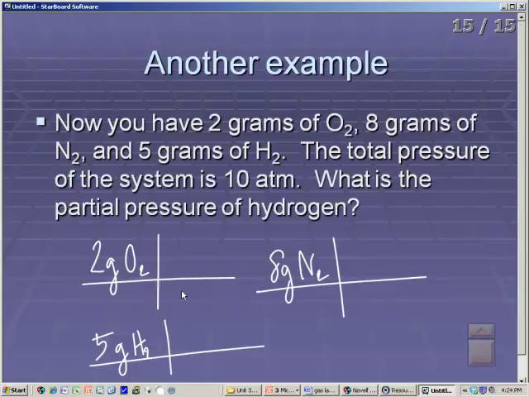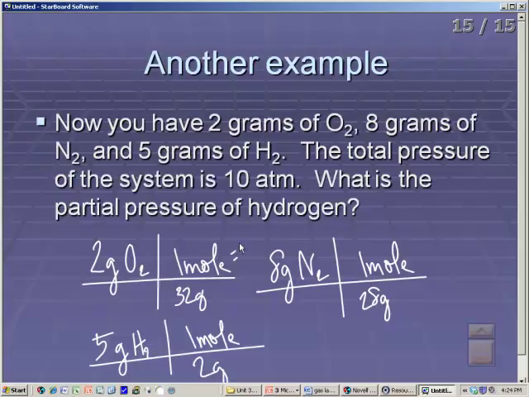Oxygen is 16 times 2, so this mass is 32 grams per 1 mole. Nitrogen is 14, so double that, that'd be 28 grams per 1 mole. And then hydrogen would be 2 grams per 1 mole. So now we need to just do some simple math. 2 divided by 32 is 0.0625. 8 divided by 28 is 0.2857. And 5 divided by 2 is 2.5.